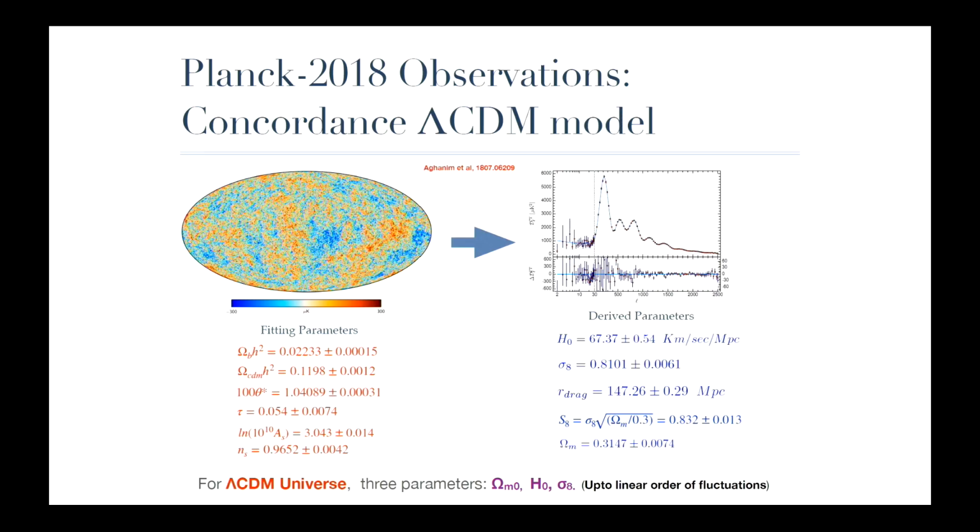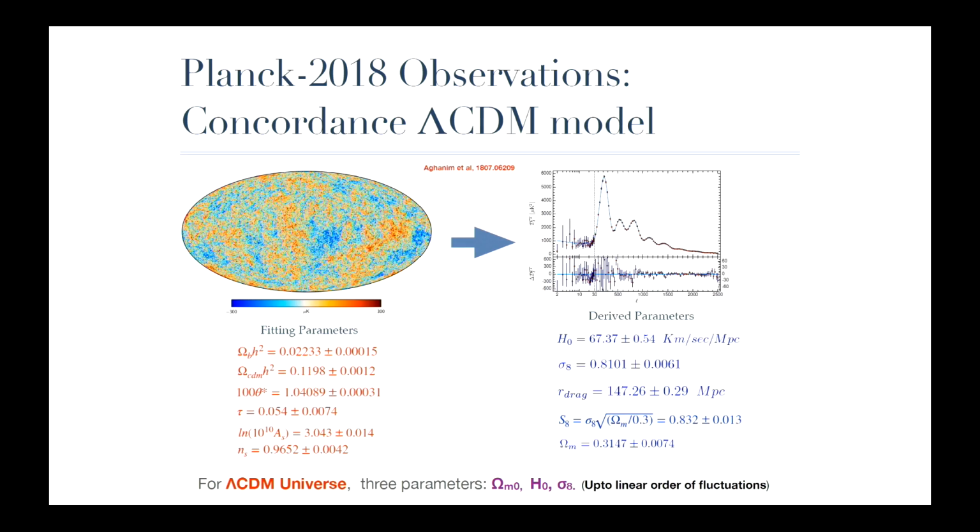Okay. So very quickly, after Planck 2018, we know that the lambda CDM model is one of the best models. It fits the Planck data very well. Not only Planck data, but the data available at that time, the BAO and the supernova data, and it is mostly driven by these three parameters, at least at the linear level of fluctuation.